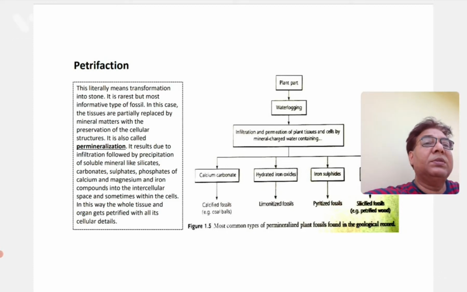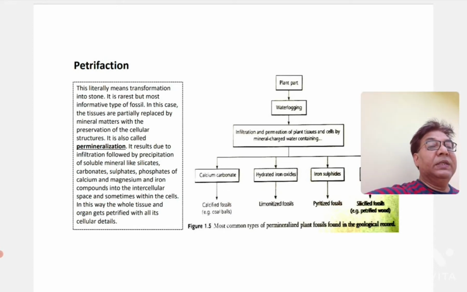When the plant part falls, it gets waterlogged somewhere. Preservation occurs generally in a waterlogged environment. So the plant gets waterlogged immediately, otherwise it will decompose. After waterlogging, infiltration of mineral elements starts into the cells and the intercellular spaces. Various kinds of minerals like calcium carbonate, hydrated iron oxides or iron sulfides, or maybe silica, will get impregnated within the tissue, will precipitate and solidify there, forming different kinds of fossils.